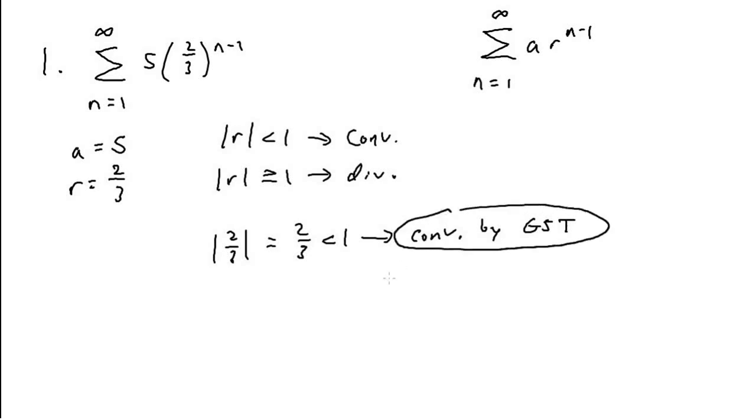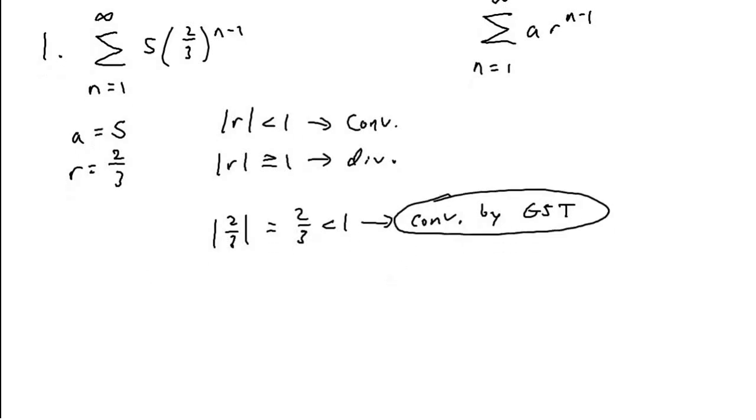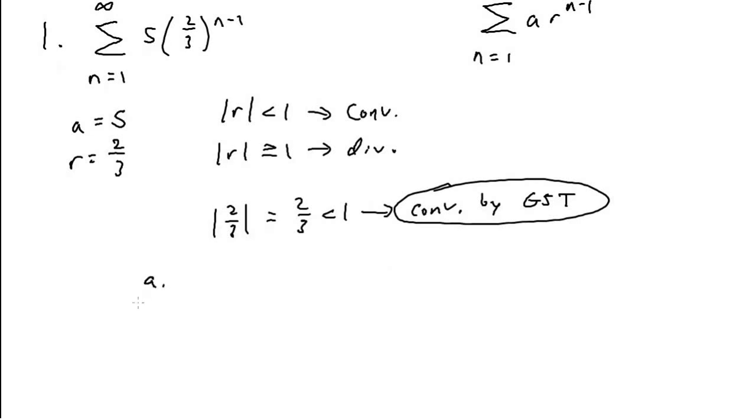And to find what exactly the value is that it will converge to, once again it's just a sub 1 over 1 minus r. So in order to evaluate that a sub 1, I'll just plug in 1 for n.